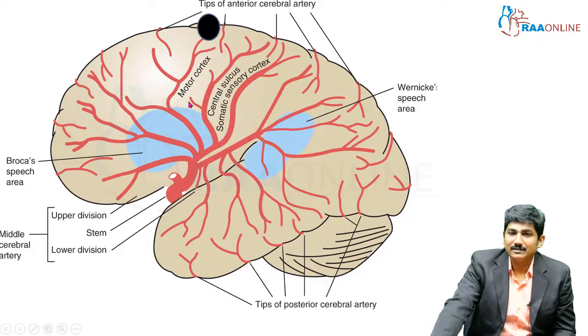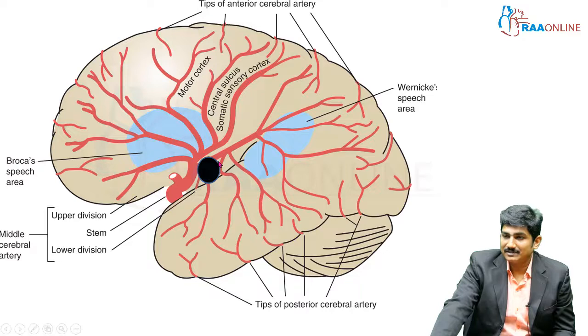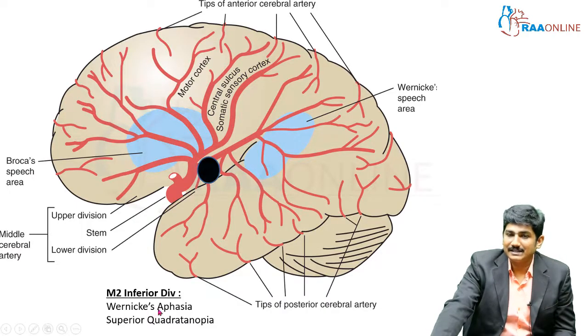Okay. What if there's a thrombus at the M2 inferior division? The M2 inferior division presents with ischemia at this level. So, patients will have Wernicke's aphasia, coordination issues will be there, and there will be some optic tract, visual tract running at the level of the basal temporal region. So, even those will get affected. So, the patient presents with Wernicke's aphasia and superior quadrantanopia.